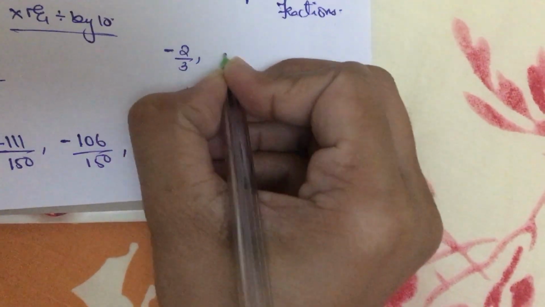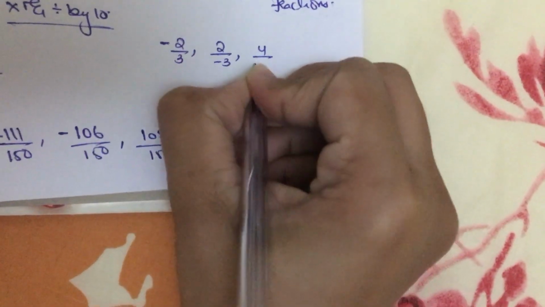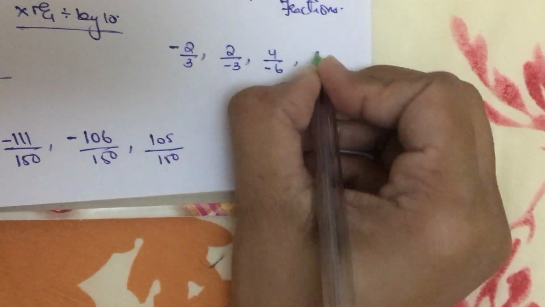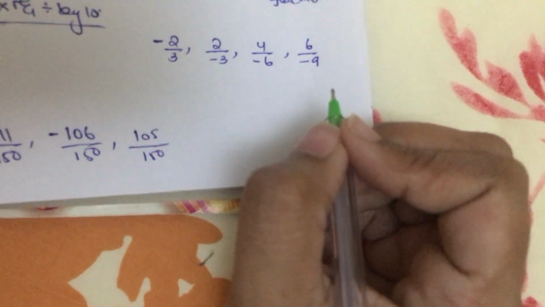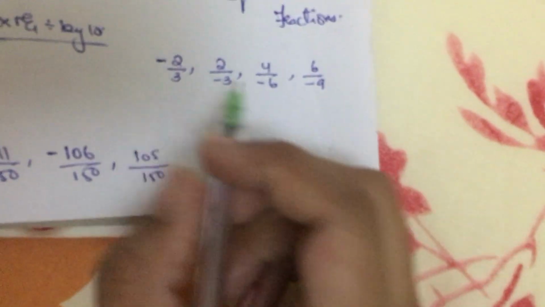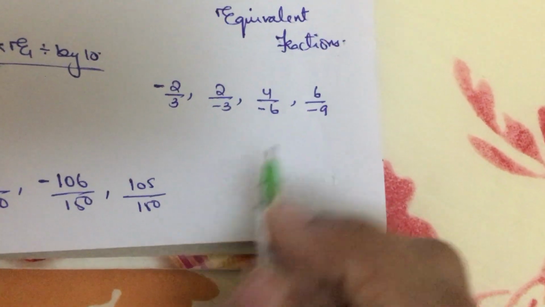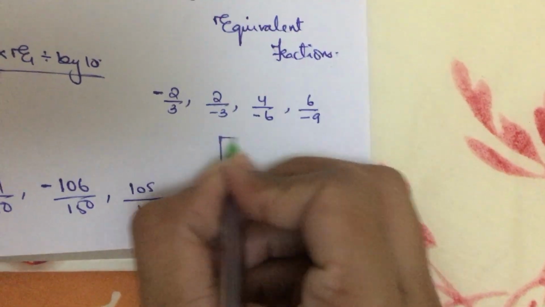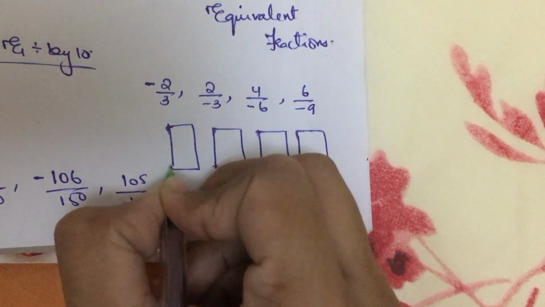Minus 2 by 3, comma, 2 by minus 3 is one fraction. Then 4 upon minus 6 and 6 upon minus 9. These are the fractions that I have been given. Okay. So if you look at these fractions, I have to write 4 more. 1, 2, 3 and 4.